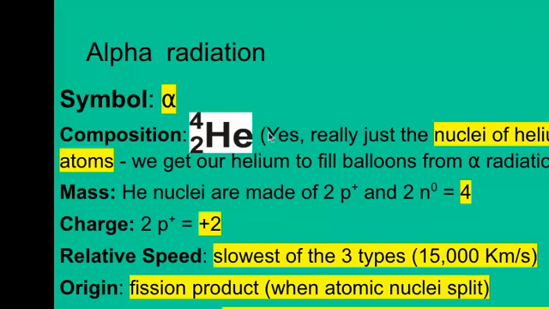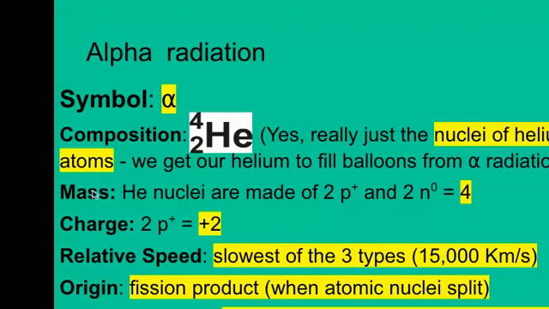Here's the isotope notation of a helium alpha particle, but you just need to make sure you know it's the nuclei of a helium atom. That's what an alpha particle is made out of. So those get shot off from the atom.